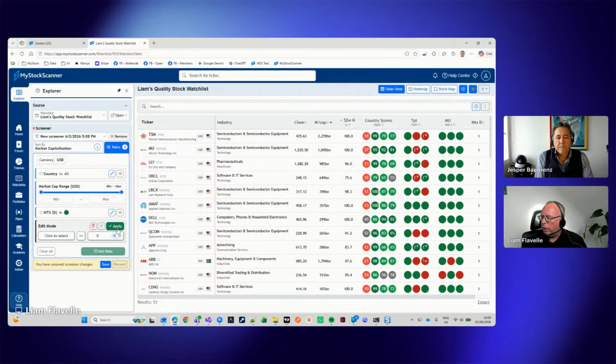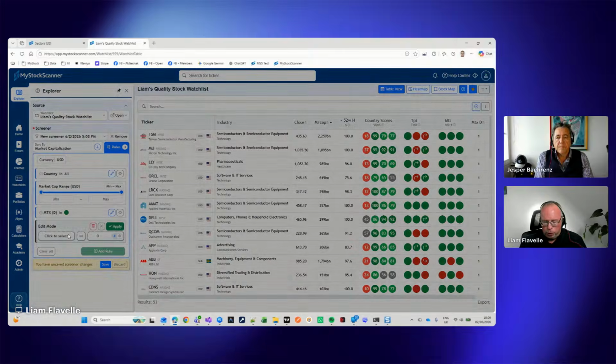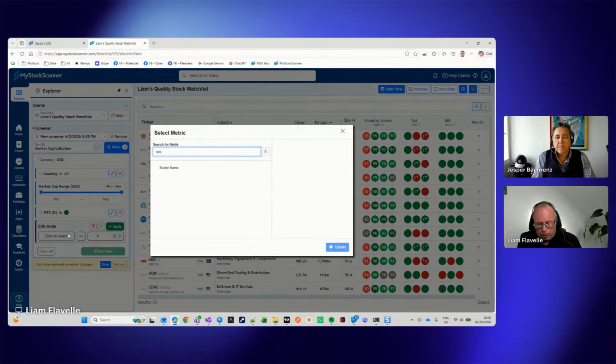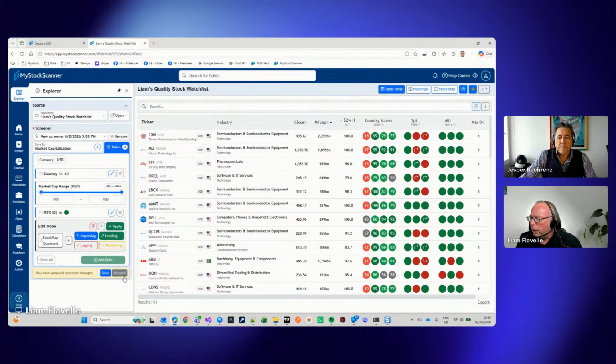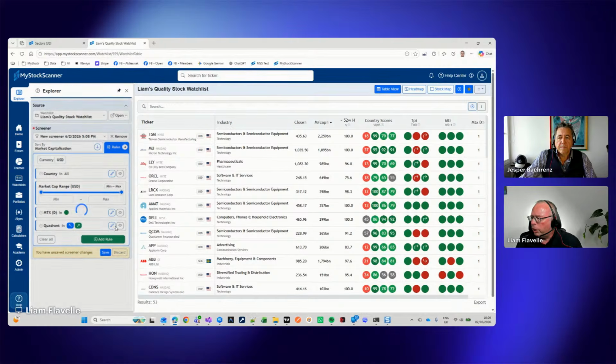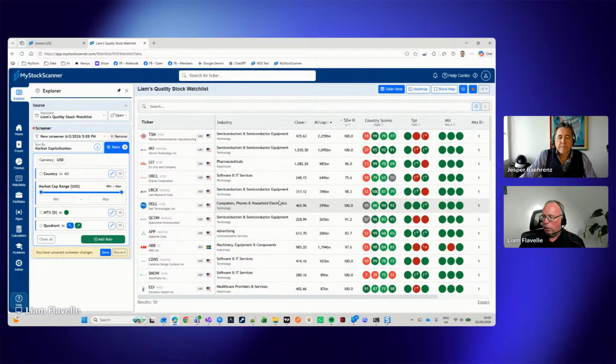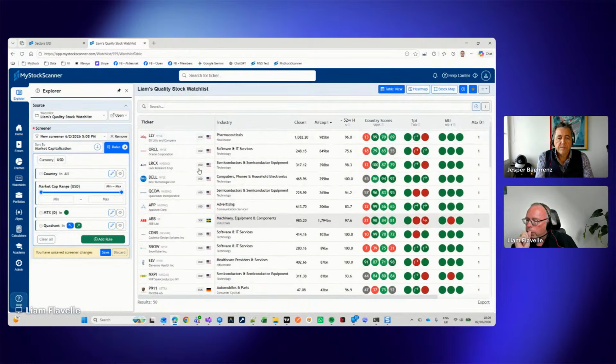If I just add another rule, and we will put in the stock map, sorry, and put in the quadrant, we'll just have it improving and leading. So these are the two key areas that we use to run our new MTX platform. In the portfolio, we can see that we've got a number of stocks here that we're saying are poised to potentially explode. So that's how we're looking at using the MTX.